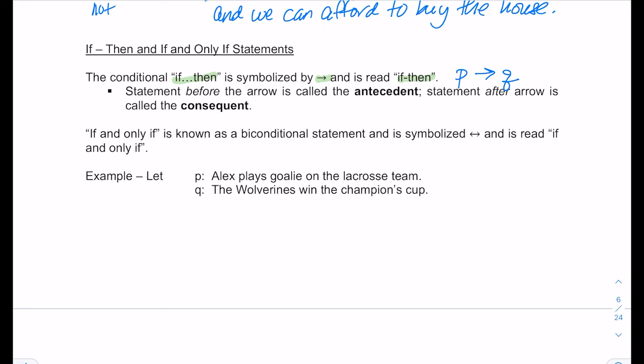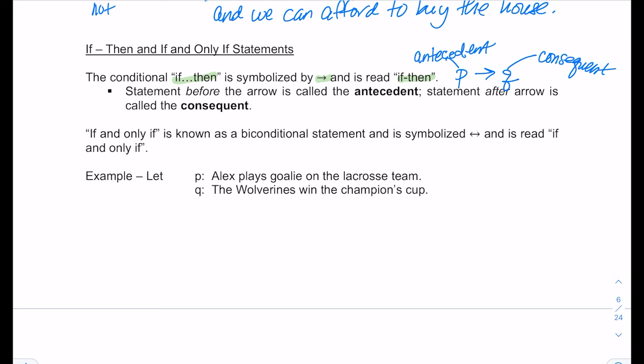The statement that occurs before the arrow is called the antecedent. So P is the antecedent. The prefix ante means before. And Q is called the consequent, and that occurs after the arrow. So if you do this, then this will happen. If you steal, then you will go to jail. So going to jail is the consequence of stealing. Stealing is the antecedent.